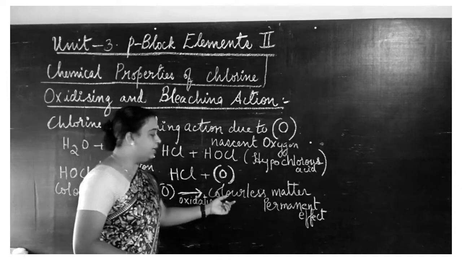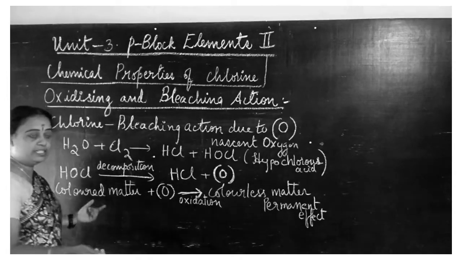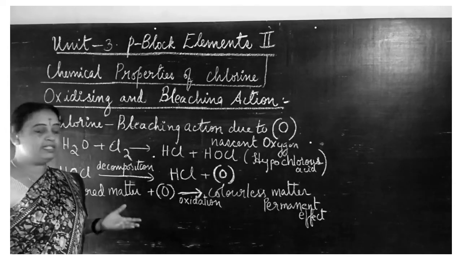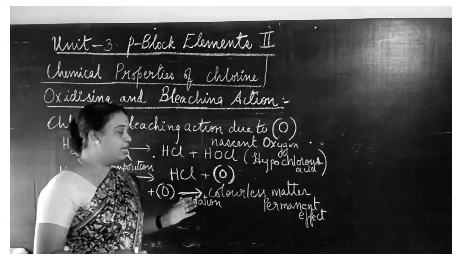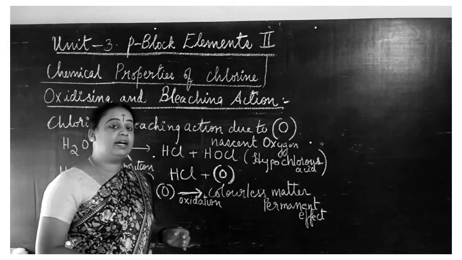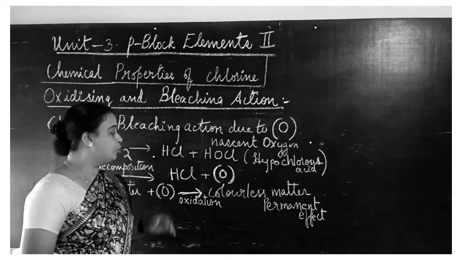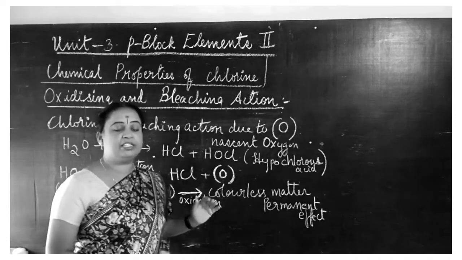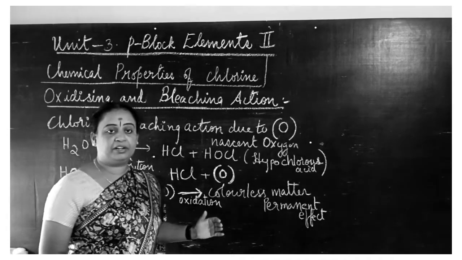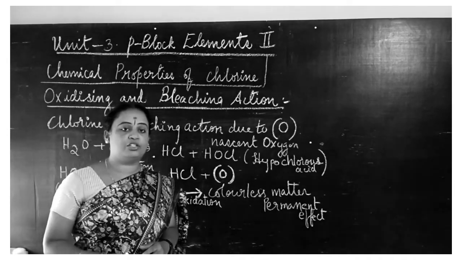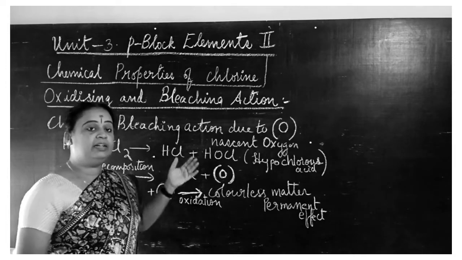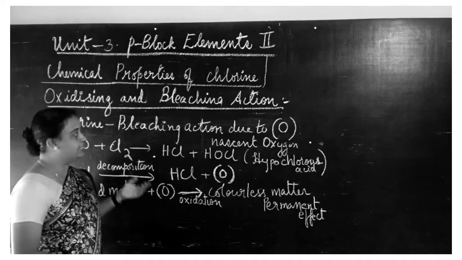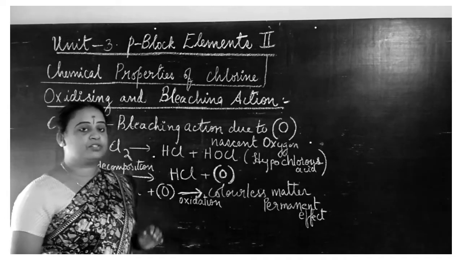Whatever color was there for this material or substance, the color is completely lost. It decolorizes and becomes completely colorless. And one more thing: once it is colorless, that color cannot be restored or regained. So this type of bleaching action of chlorine is permanent bleaching. Once it is exposed further to oxygen, further oxidation does not take place and it remains permanently colorless.